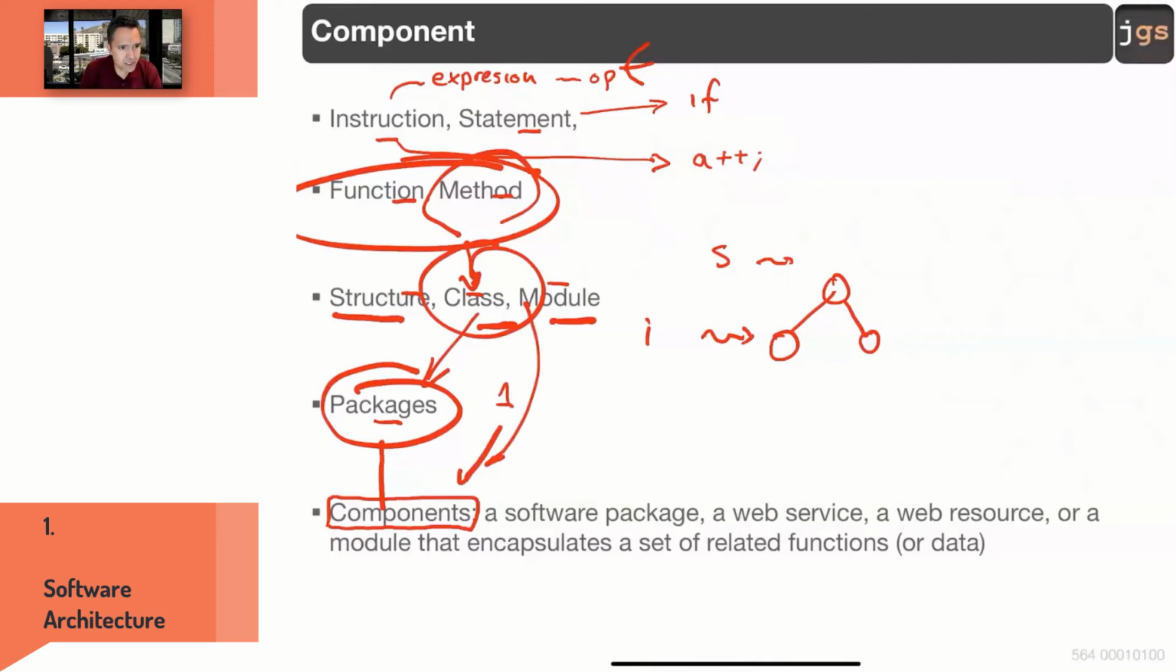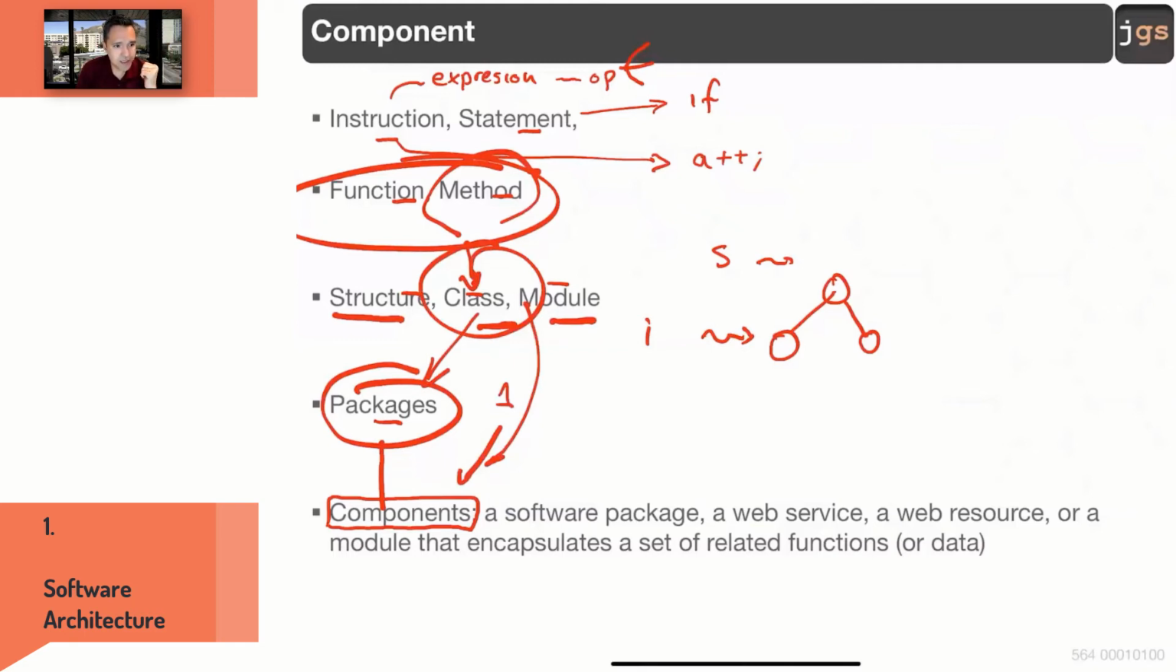So component is the last item that basically encloses all the things that we have before. Inside of a component, you have a package. Inside of the package, you have at least one class. Inside of the class, you have at least one method. Inside of this one method, you're going to have at least one instruction or statement. So that is going to enclose what you have.